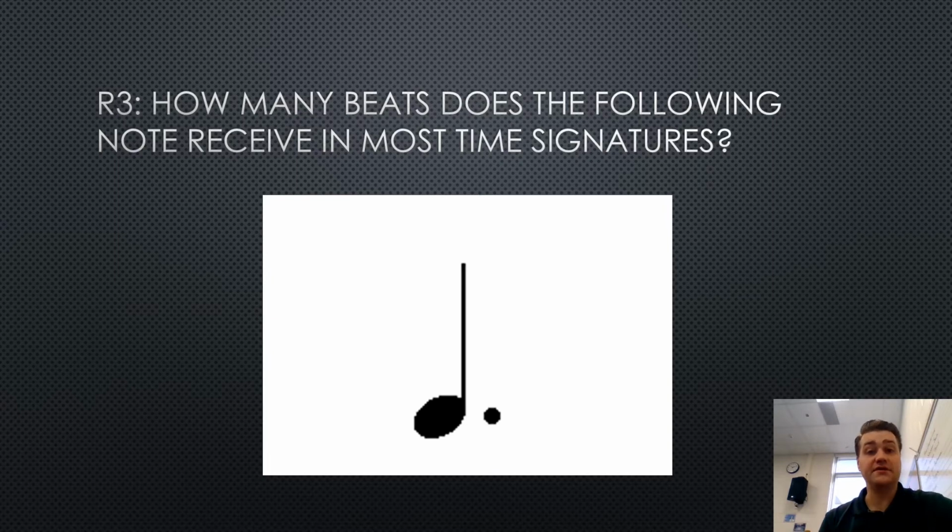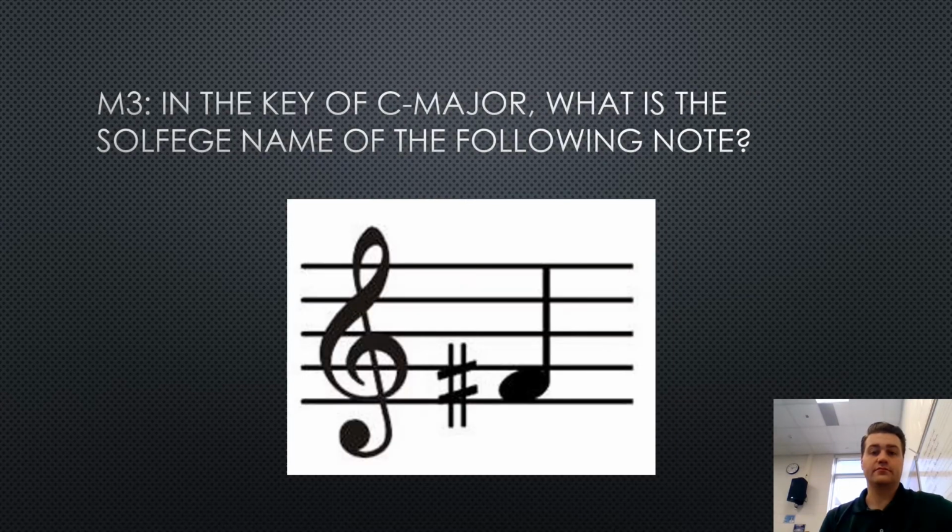I asked how many beats this note usually receives in most time signatures and gave you the example of 4/4 time. In 4/4 time, this dotted quarter note receives 1 1/2 beats. In the key of C major, this F and the sharp attached to it, being F sharp, would be the note Fi, F-I. The correct answer is Fi.